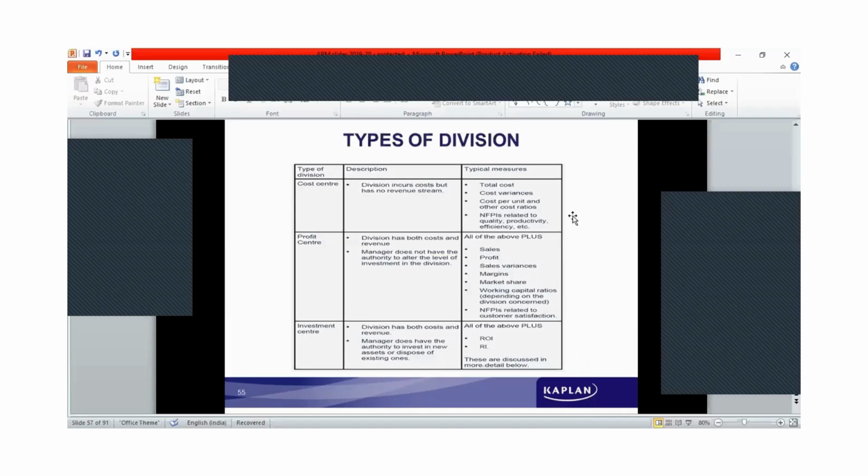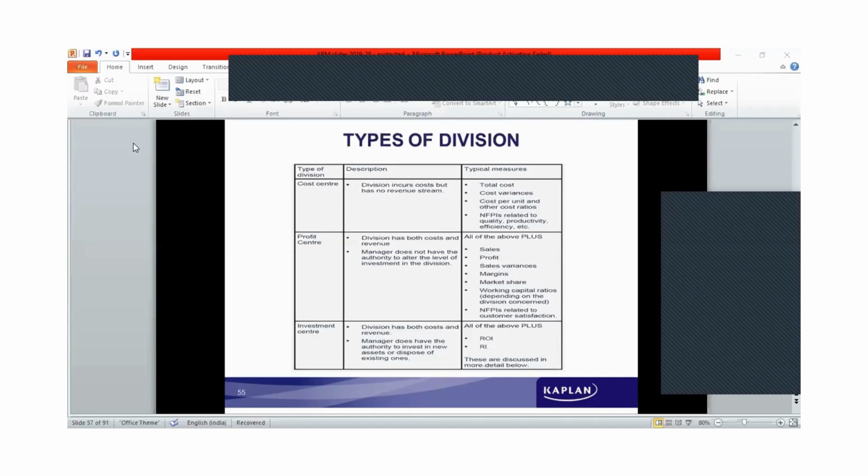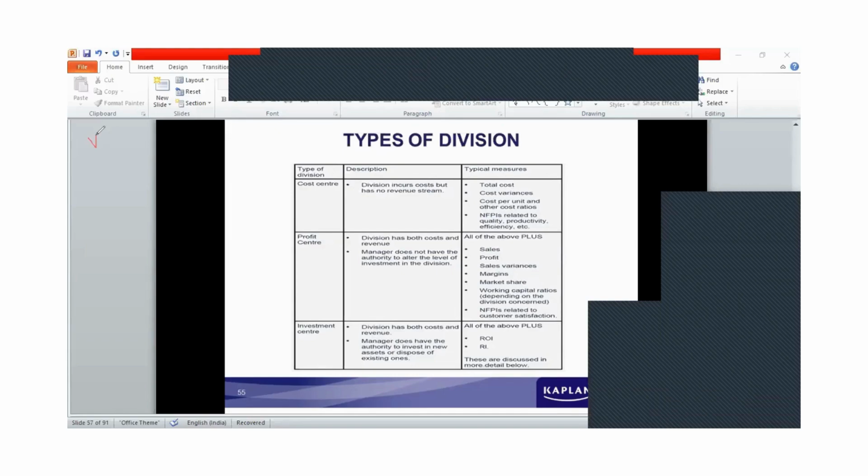How is the manager held responsible for that? What are the measures which are taken? The decisions that incur cost but have no revenue streams are evaluated based on the types of costs which are incurred. At this point of time, you should understand that there are variable costs which are incurred, and there are fixed costs which are incurred. Variable costs and fixed costs.